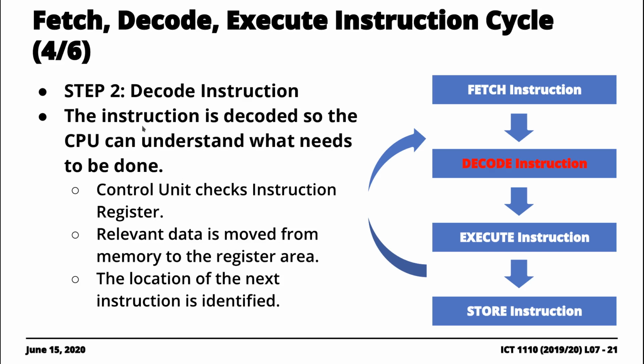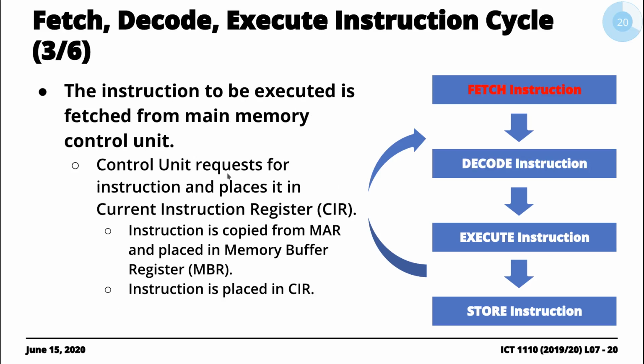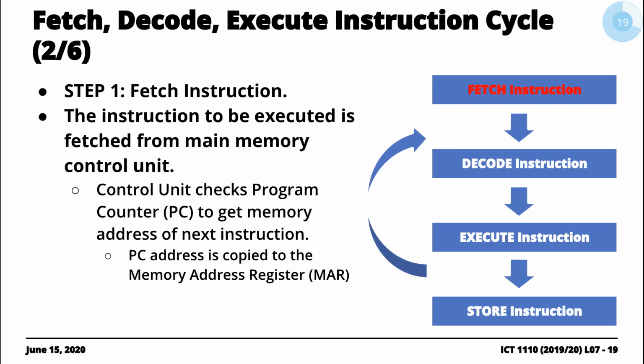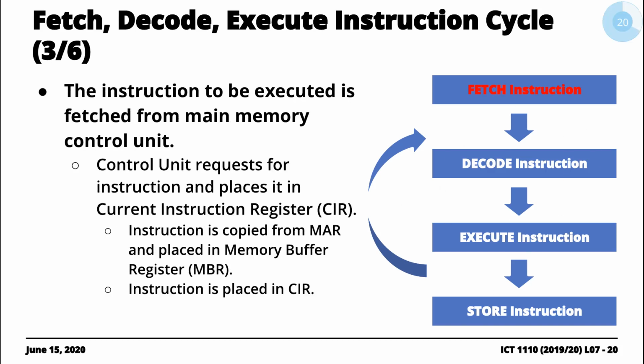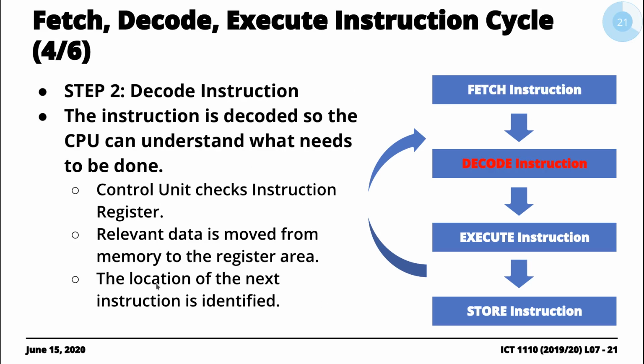And then, still in step number 2, remember that we mentioned there's a special purpose register called the program counter that always points to the next instruction to be executed. It only points to the next instruction that needs to be executed after the current one in step number 2. So the location of the instruction that needs to be executed is only identified once the current instruction is decoded.